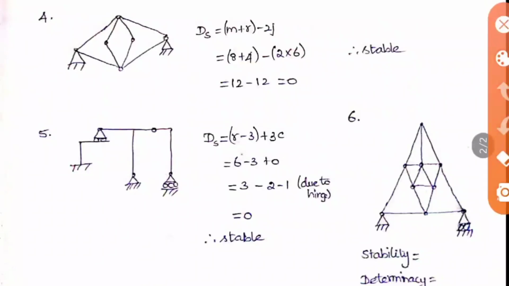Then the fourth example. Here it is a rigid support, so 1, 2, and here also 1, 2. The formula is m plus r minus 2j. The members are 1, 2, 3, 4, 5, 6, 7, 8, so 8 plus reactions 4, minus 2j with 6 joints. The answer is 12 minus 12, which is 0, so it is stable and also determinate.